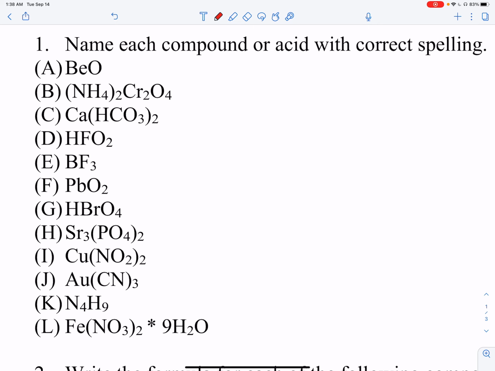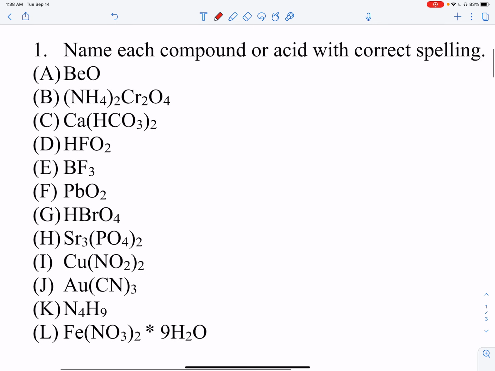Okay, so in this video, I'm going to go over the worksheet I handed out this week to many of the people I see in General Chemistry 1 for tutoring. And this worksheet focused on Chapter 2, which you guys just finished in class.